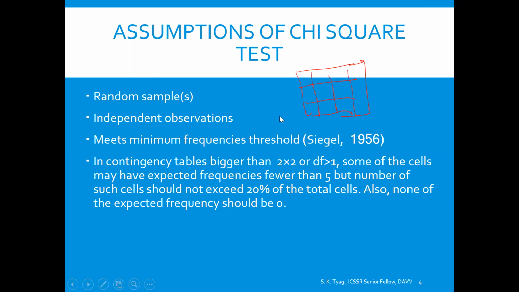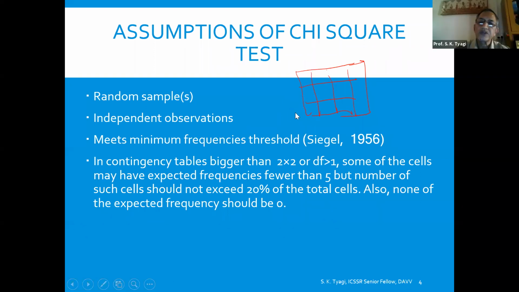Yes, sir. So this is a three rows and four columns situation. Okay, so degree of freedom in this case is 3 minus 1 multiplied by 4 minus 1. That is 2 multiplied by 3, which is equal to 6. So degree of freedom is greater than 1.